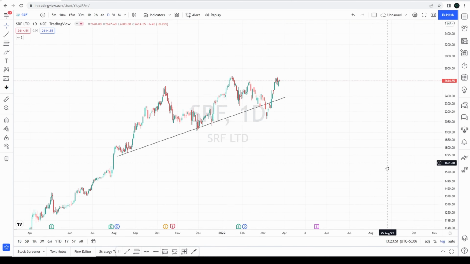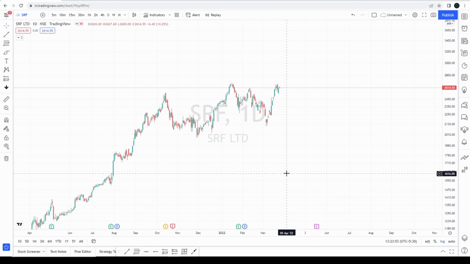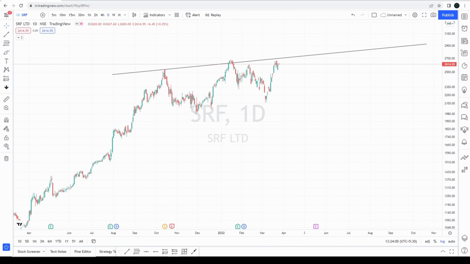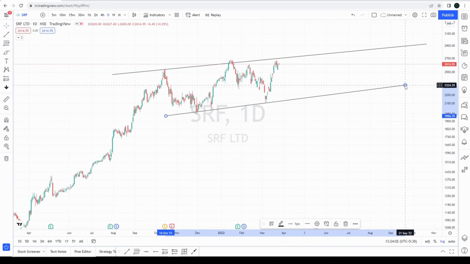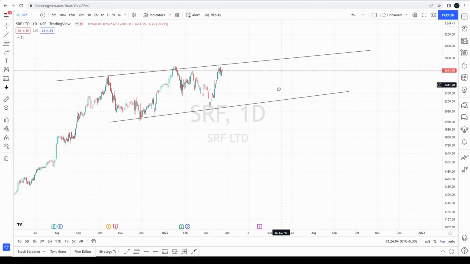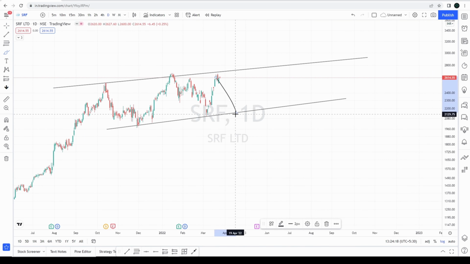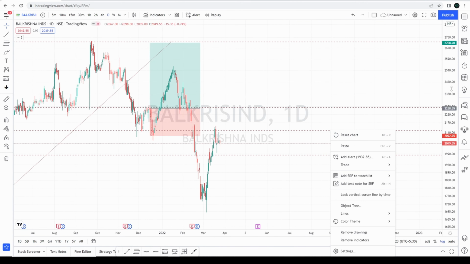Again, what we have, SRF. Let me delete this. So SRF, let me connect this and this. Okay, so as of now we don't have any opportunity on this particular stock, but you can keep this stock on your radar. If the stock comes here, you can buy. So in the future it may come here and you can buy from here only. Okay, so let me go to next.